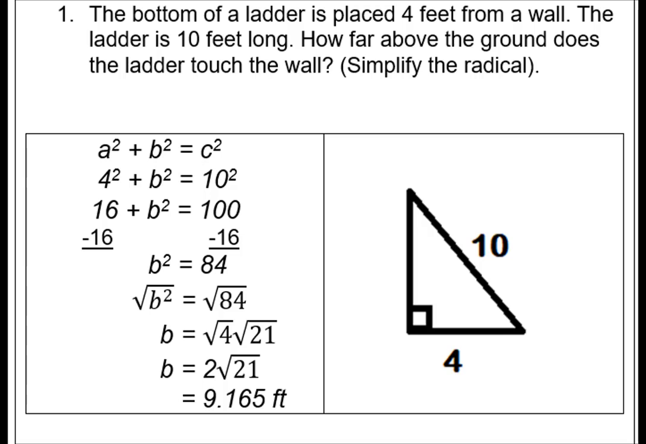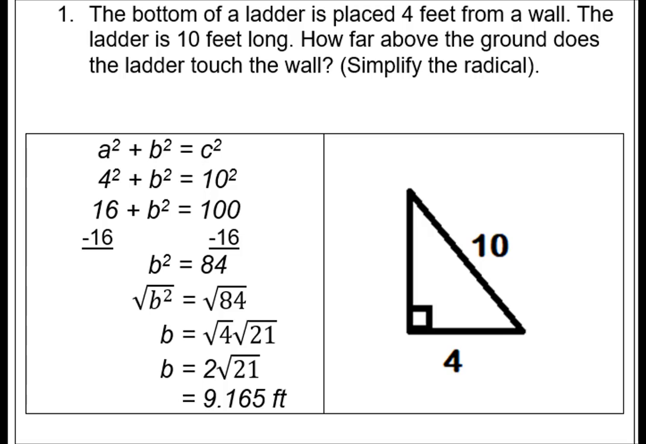Plugging in the numbers, the height on the wall is about 9.165 feet. And it's not a nice whole number like you might expect from a textbook problem. But it shows us how the real world doesn't always fit into neat categories. And that's why we need tools like the Pythagorean theorem to navigate these situations.